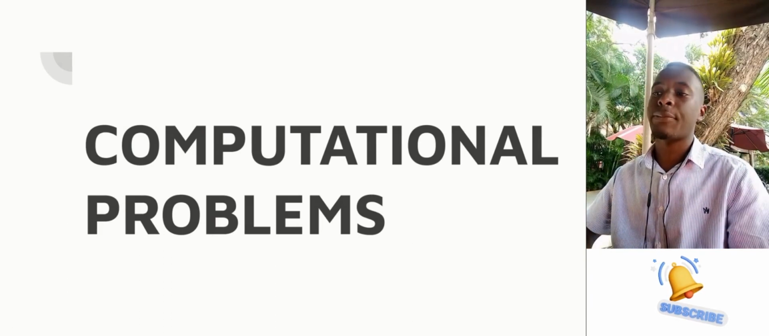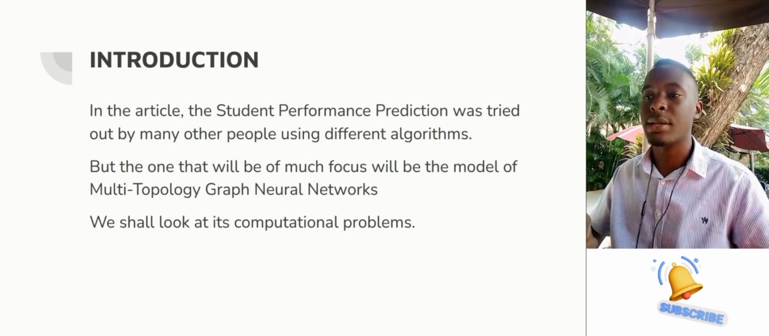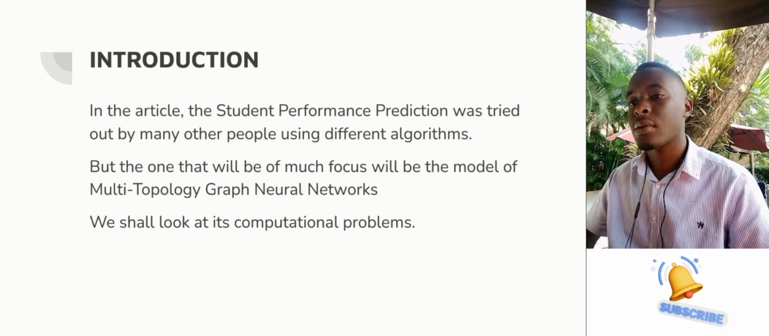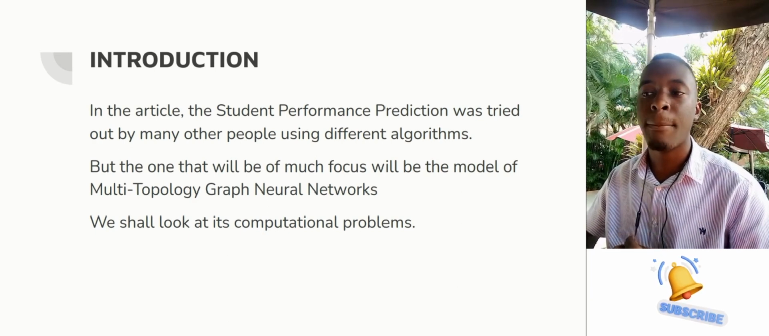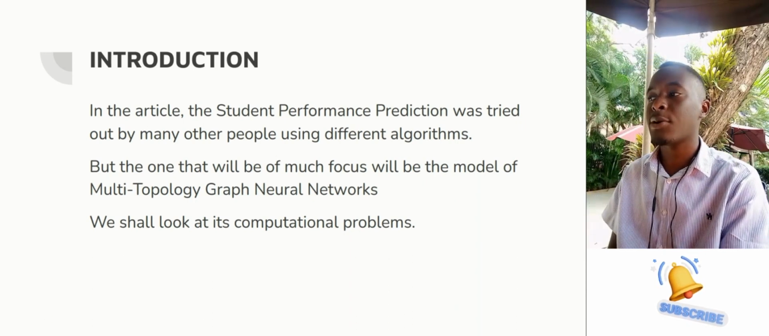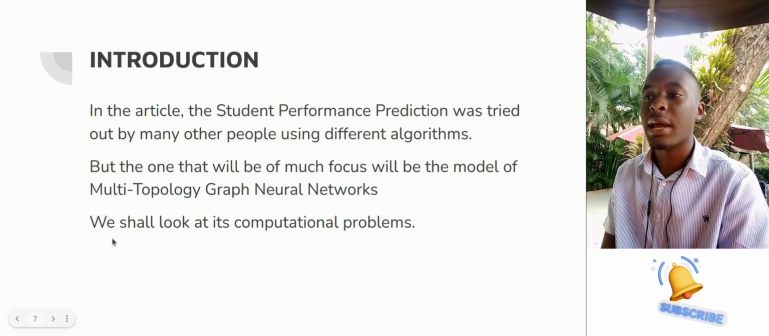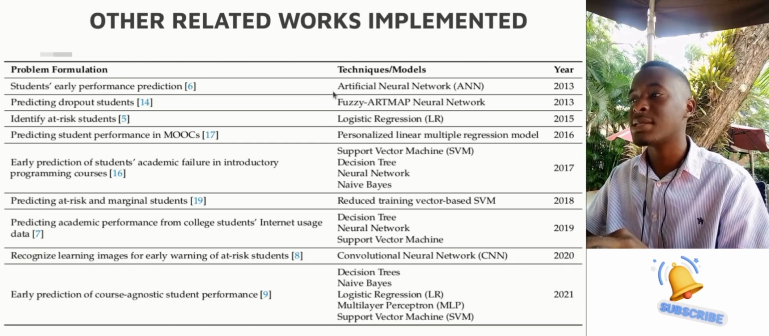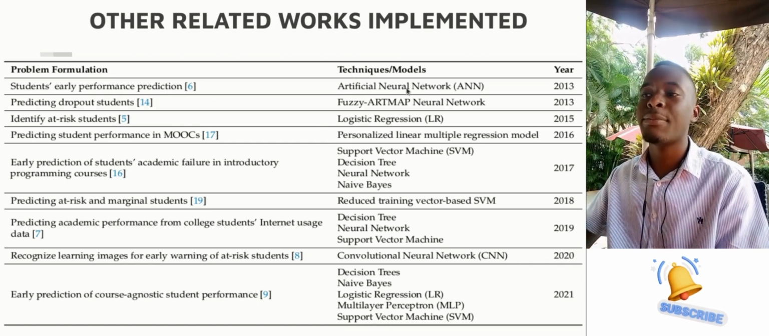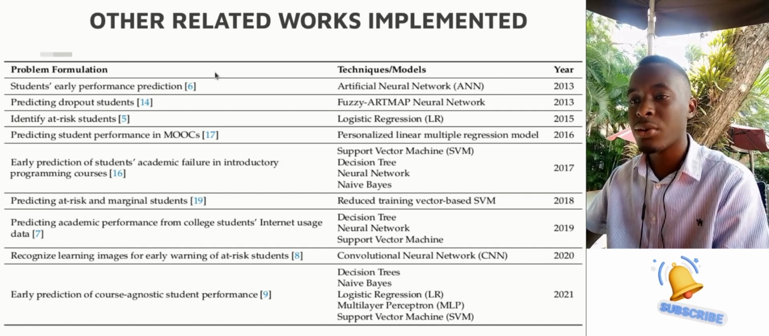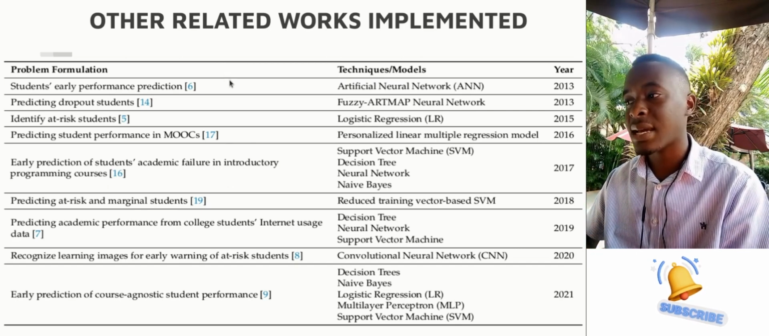So, to start, let us get into the computational problems. As an introduction, we are going to focus more on the multi-topology graph neural networks and look at its computational problems. Before we go into it, we are going to have a look at all the other related work. If you look at the work of other people, we have people who have tried out these things. I can see there is a student's early performance prediction. This one used artificial neural networks, in about 2013, and all the other things. So people have been doing these things again and again.